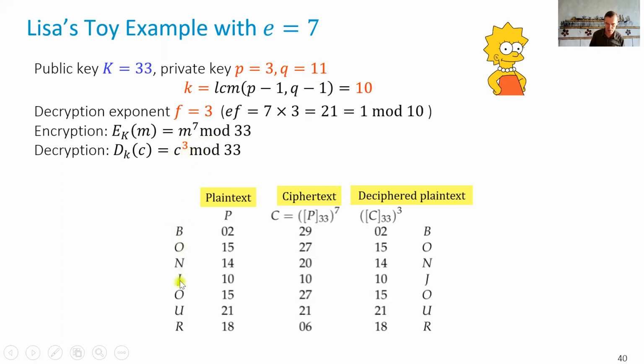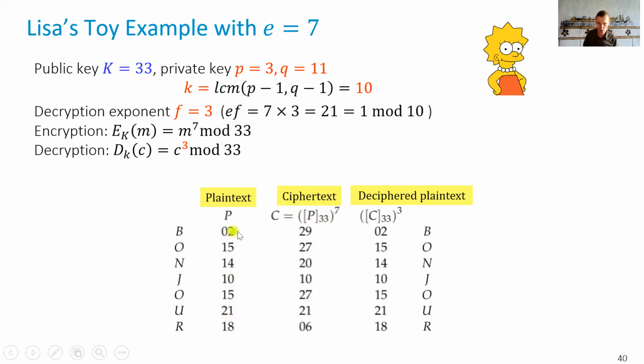We can check, for example, if I give you a plain text like this one, B is translated by a simple coding to the number of the letter in the alphabet. A is mapped to 1, B to 2, etc. That's an ad hoc code. In reality, we typically use a more sophisticated translation of letters to numbers. The plain text is the sequence of numbers, here written in decimal. The ciphertext is made of every number here modulo 33, because 33 is the public key, to the power 7.